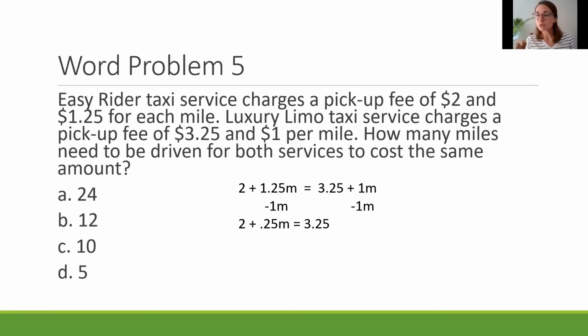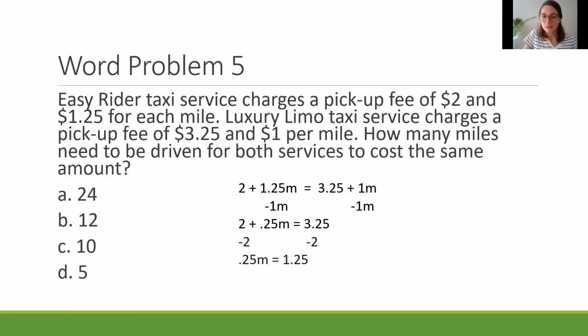Now I can only subtract 1M from other numbers combined with the letter M. So if you think about 1.25 minus 1, that's the same thing we're going to do in 1.25M minus 1M. We're combining the like terms there. So here we have 2 plus, and we get 0.25M, right? Because we just took away 1. 0.25M equals 3.25, because they've canceled out on the other side.